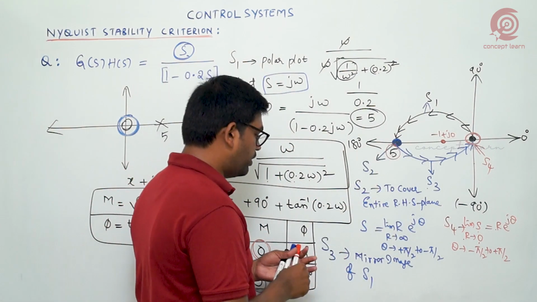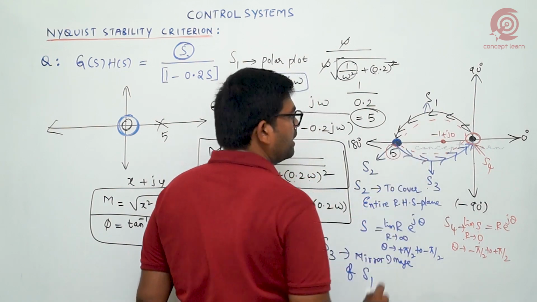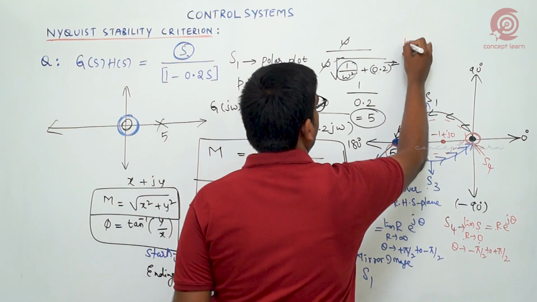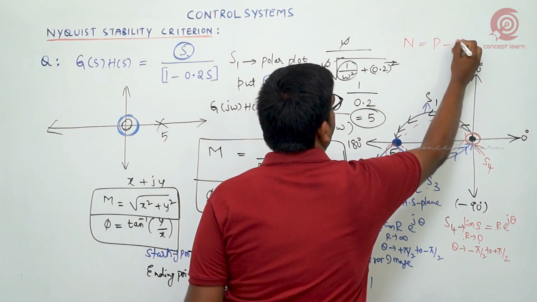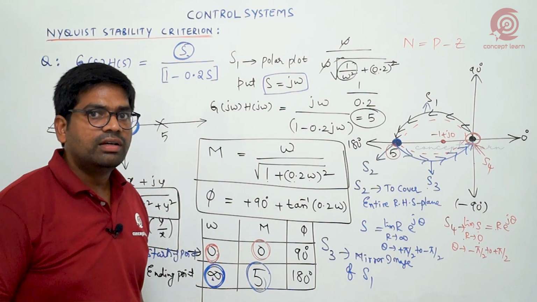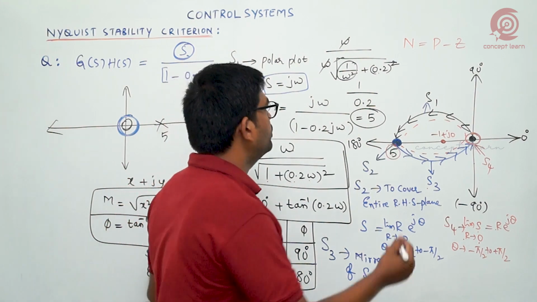Got the point? Look at these arrow marks, how the direction is specified. It is in anti-clockwise motion. So now if I write the principle of argument, N is equal to P minus Z. What is the number of encirclements we get? One encirclement, and the direction is anti-clockwise, so we get what?